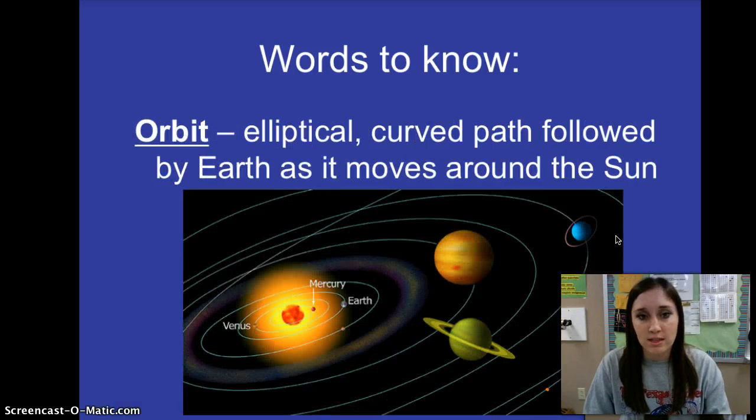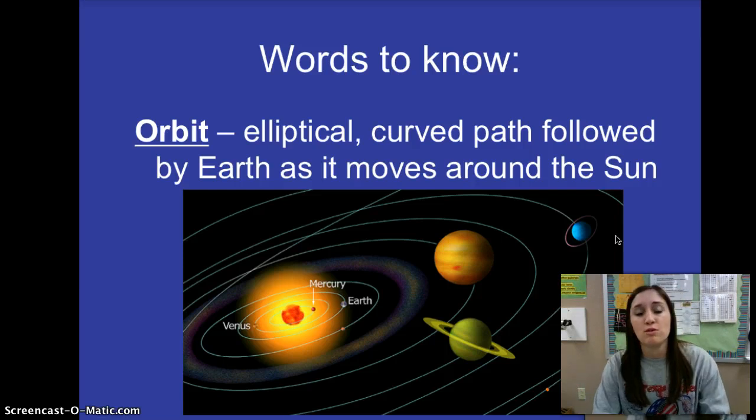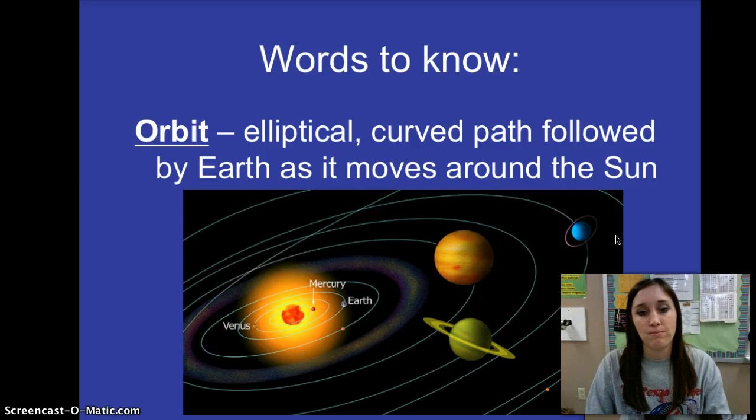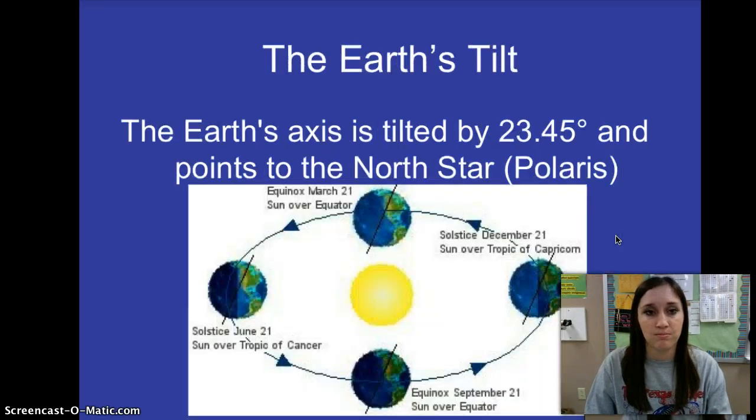Orbit. Orbit is an elliptical motion. So think of an ellipse. It is kind of shaped like this, like an oval, a curved path followed by Earth as it moves around the sun. So an example here is we have an elliptical motion around the sun. All the planets do, and the word orbit just means that motion.